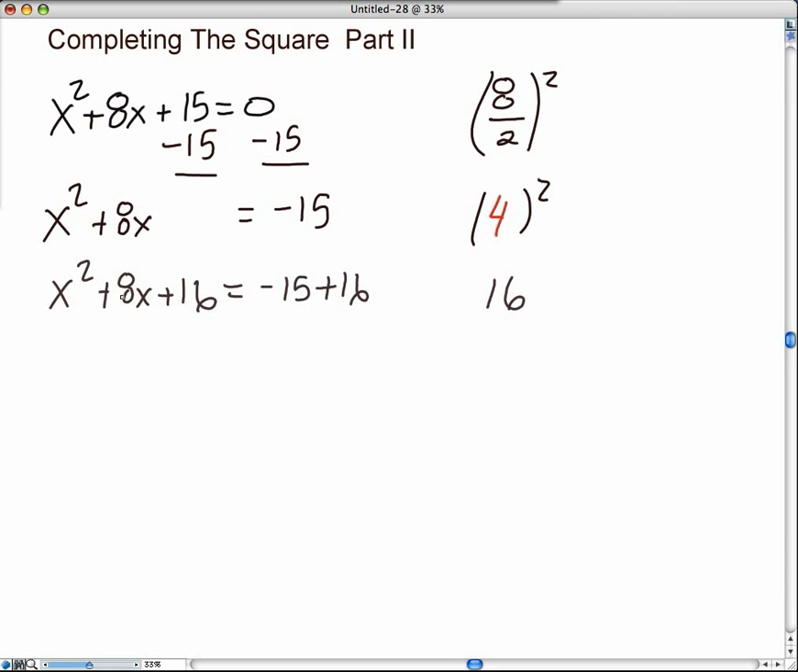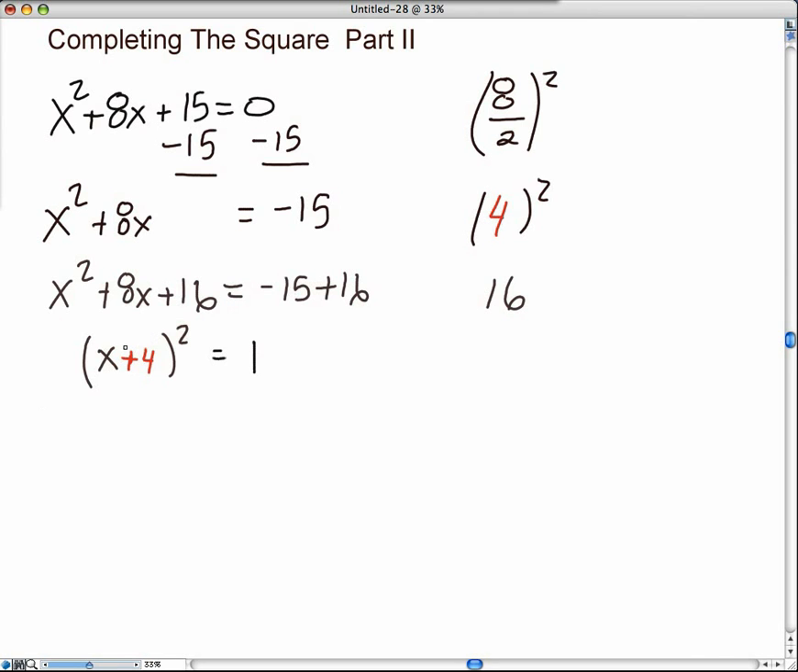Now, you'll notice here on the left that this is a perfect square trinomial. You can factor this if you want to, or if you want, it has this general form. Perfect square trinomials have this general form. You just have to pop in something that's in here, which is this 4. How convenient. This 4 goes right here. So it's a plus 4. And then we have an equal sign. Negative 15 plus 16 gives you 1.